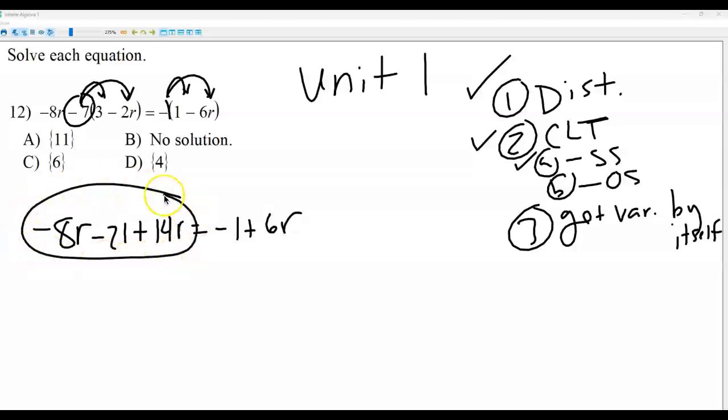On this side, I do have 2 like terms that I can combine, the negative 8 and the 14. Negative 8r plus 14r is 6r. So we have negative 21, and then when I combine these two, I get 6r.